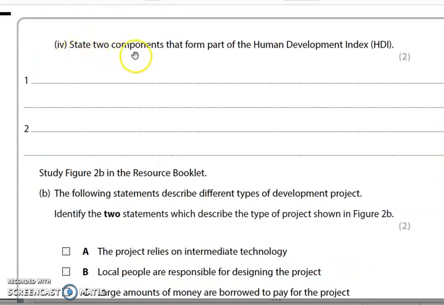So state 2 components that form part of the Human Development Index. Very simple, you don't need to develop or explain them. You just need to say what are the features, what are the things that go in when we're measuring the Human Development Index, and 2 of those, and you've got to be precise on these to get the marks. So have a go, 2 marks, 2 minutes, have a think, off you go now.